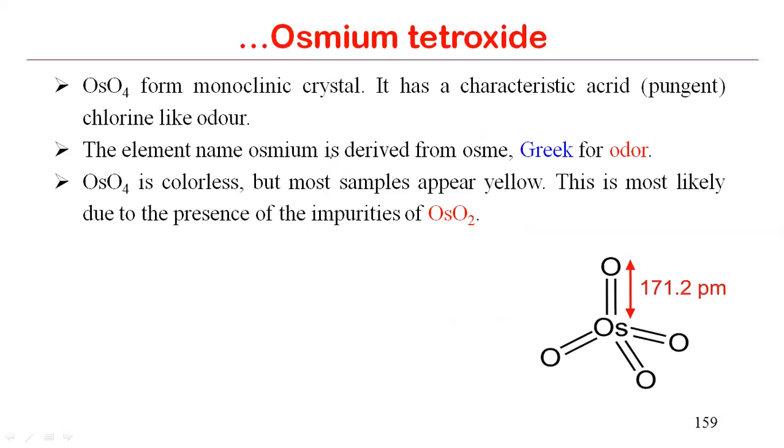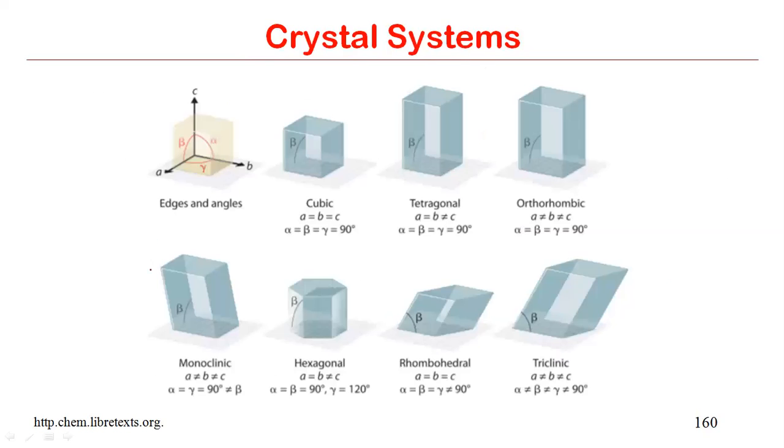Before we begin, I would like to give a brief introduction: osmium tetroxide basically forms monoclinic crystals. We know there are 7 types of crystal systems, and out of these 7, osmium tetroxide forms monoclinic crystals. If you want to know the parameters for monoclinic, here they are: none of the bond lengths are equal, alpha and gamma interfacial angles are 90 degrees, and beta is not 90 degrees. If you want to study more, you can follow any textbook.